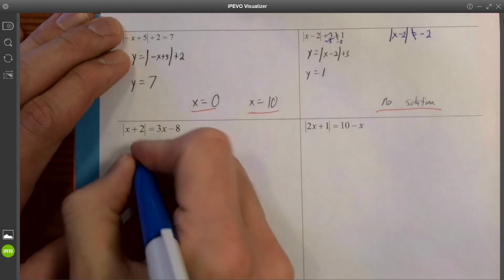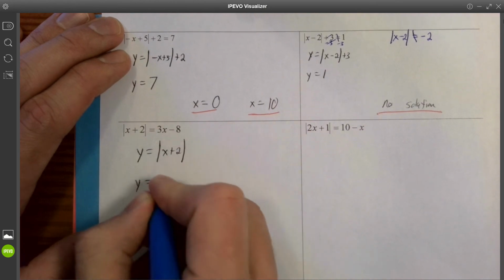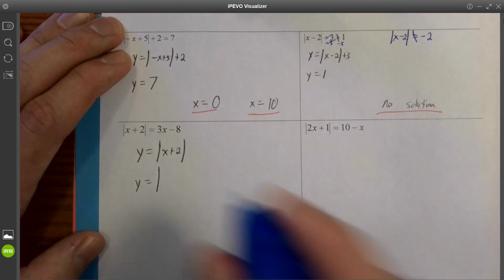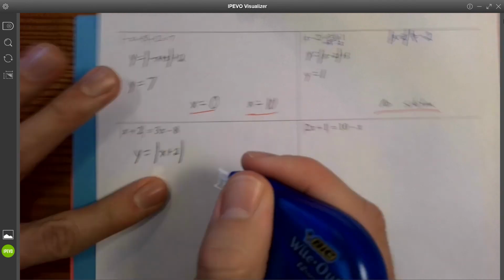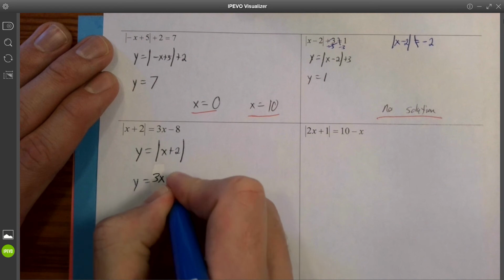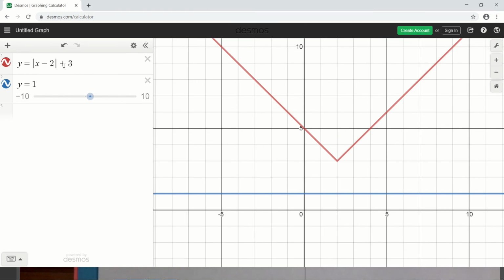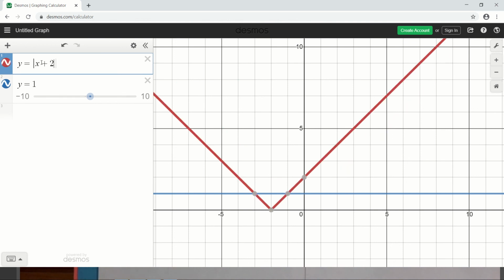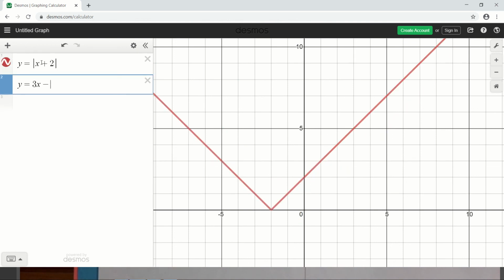Oh well. Y equals absolute value of x plus 2, and then y equals, whoa, not absolute value, my bad. Got in such a habit of doing absolute value. That was tragic, wasn't it? 3x minus 8, and we'll type those in. We'll see where they cross. If they cross. Sometimes they don't. So x plus 2, and then y equals 3x minus 8.